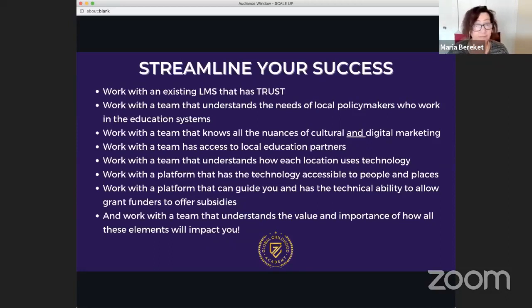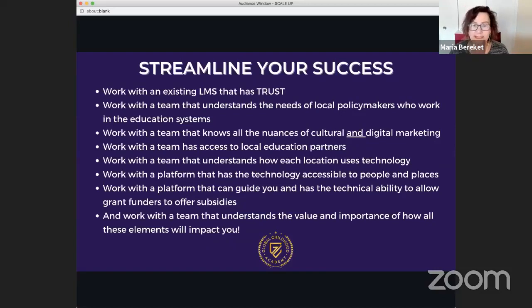It's also good, as I mentioned, the nuances of cultural and digital marketing. It's hard to navigate that. It's hard to find and access local education partners, those boots on the ground, right? And I think the primary thing that I want you to know is that understanding how each location uses technology, it's so different. How do your learners want to reach you? Even in the United States, it's a very big place. It's very different how learners want you to reach out to them. And we have an understanding of how that happens in different parts of the world.